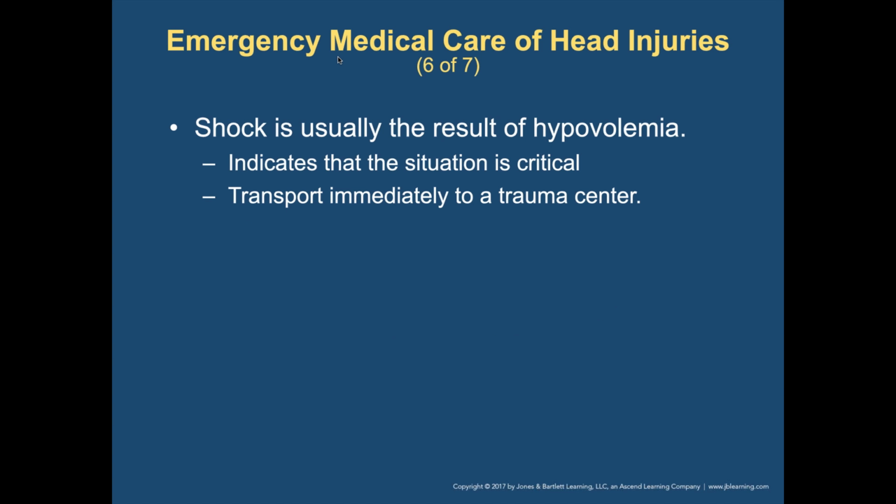Active blood loss aggravates hypoxia by reducing the available number of oxygen-carrying red cells. That's another reason why we will over-oxygenate sometimes in these cases, because there's not a lot of red blood cells making it where it needs to go. So we want to make sure that every red blood cell gets oxygen.